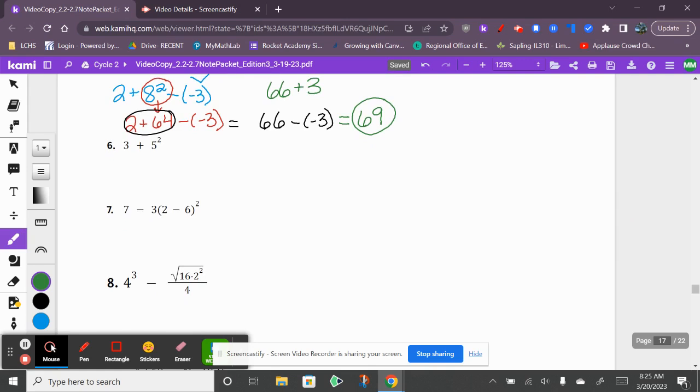For number 6, I only have 2 operations here. I've got addition and I have an exponent. So I'm going to use my exponent first. So 5 squared just gives us 25. So it's 3 plus 25, which gives us 28.